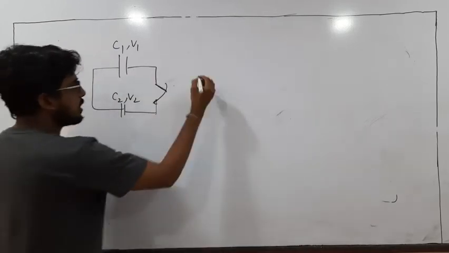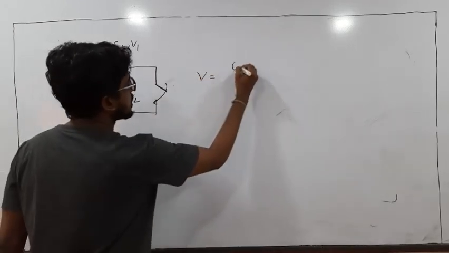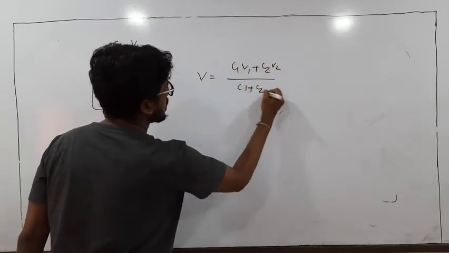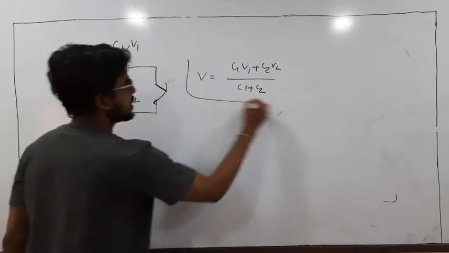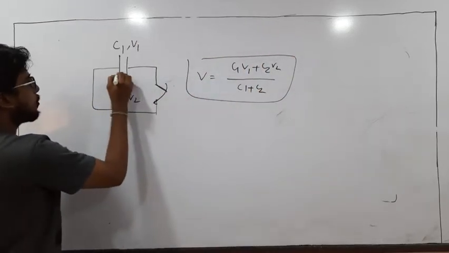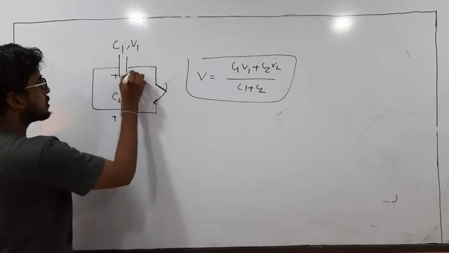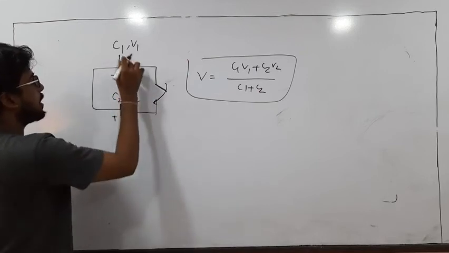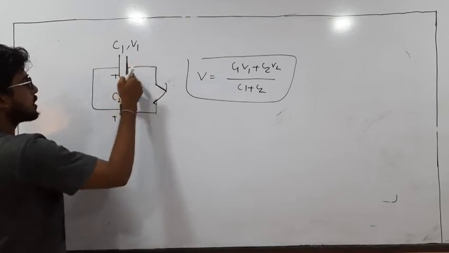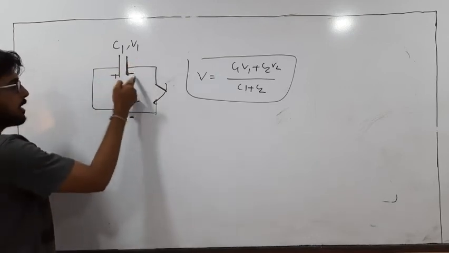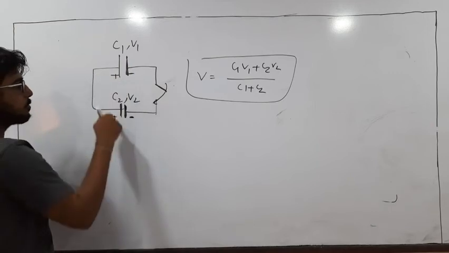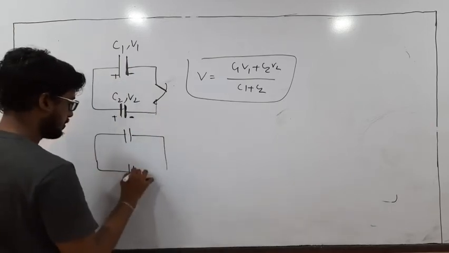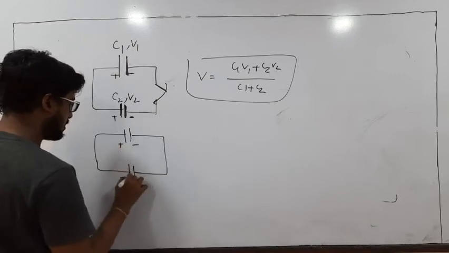After the closing of the key, the common potential will be C1 V1 plus C2 V2 divided by C1 plus C2. Clear? You have to remember this, and this is the formula when both the capacitors are connected in such a way that their corresponding plates are the same. That means plus to plus and minus to minus. When the plates are opposite, that means it is connected like this. This is positive negative, this is negative positive.